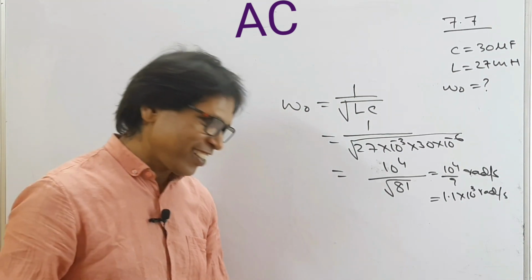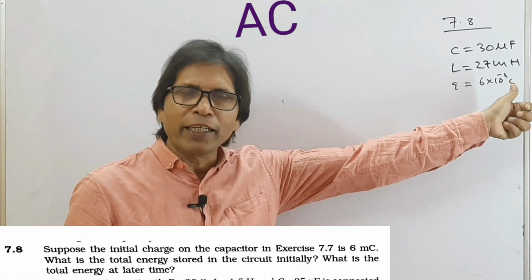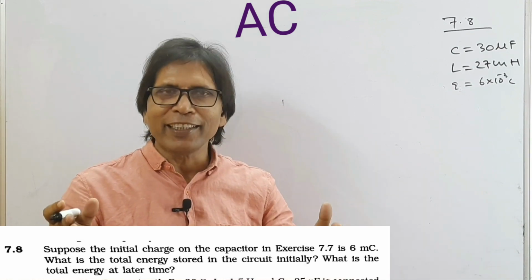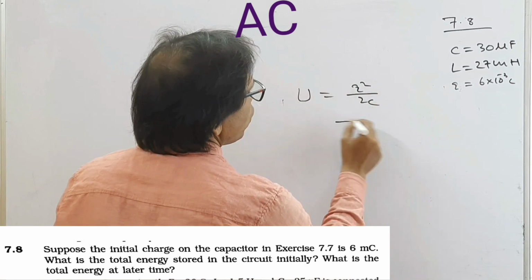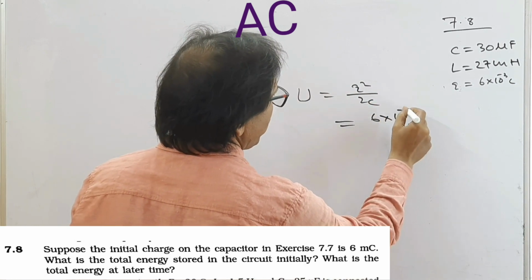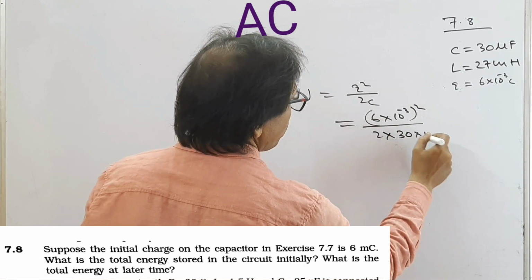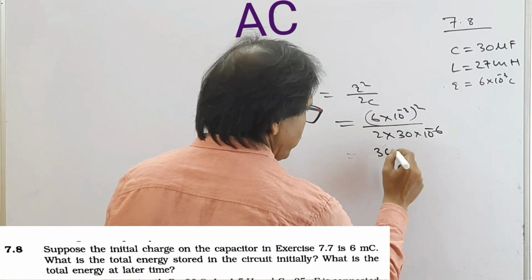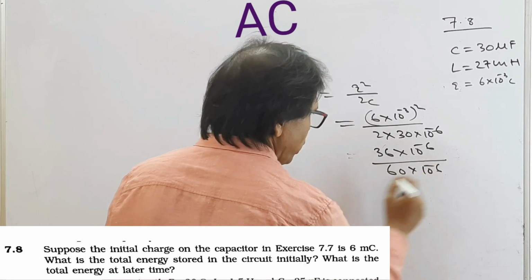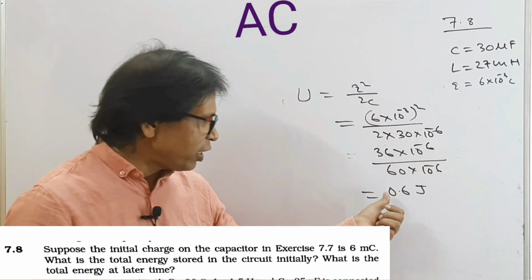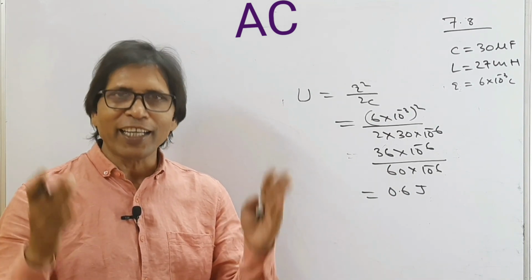Okay. Next, if the charge in the capacitor is 6 into 10 to the power minus 3 coulomb, find the energy in the capacitor. Now the energy in the capacitor is Q square by 2C. So look at this, this is 6 into 10 to the power minus 3 whole square divided by 2 into C, which is 30 into 10 to the power minus 6. This is 36 into 10 to the power minus 6 divided by 60 into 10 to the power minus 6. So this is 0.6 joule. This is the initial energy of the capacitor.